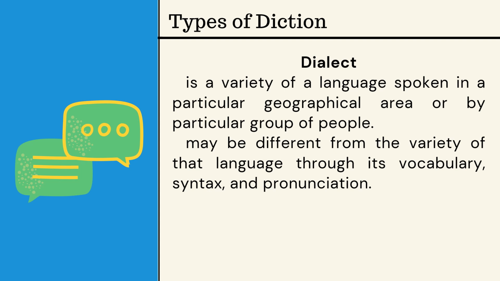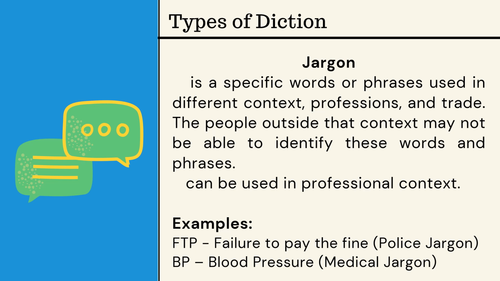Dialect is a variety of language spoken in a particular area. So, Kapampangan is a language, but a dialect is Kapampangan ng Pampanga, Kapampangan ng Nueva Ecija, or Kapampangan of other Kapampangan speaking places. Okay? Get my point? I hope so. Alright? Lastly, we have jargons.